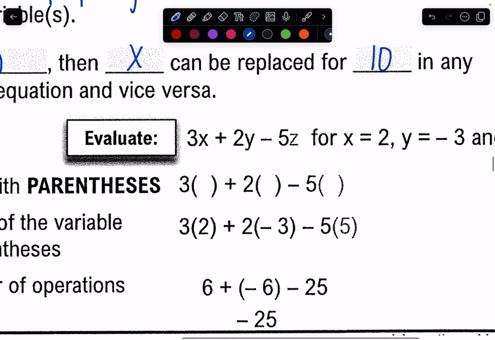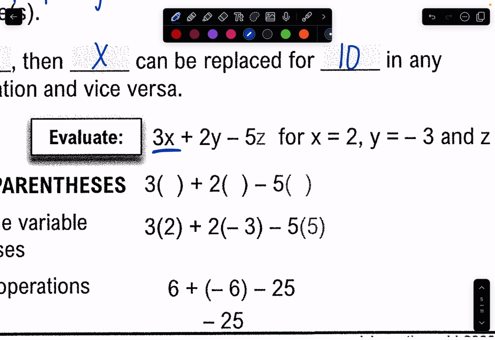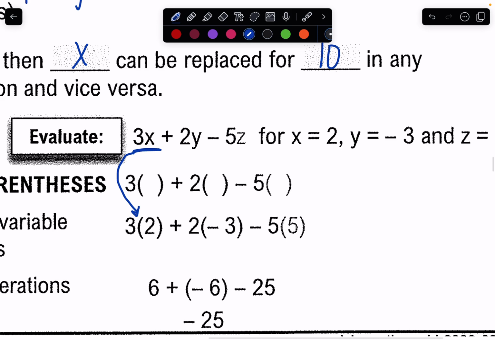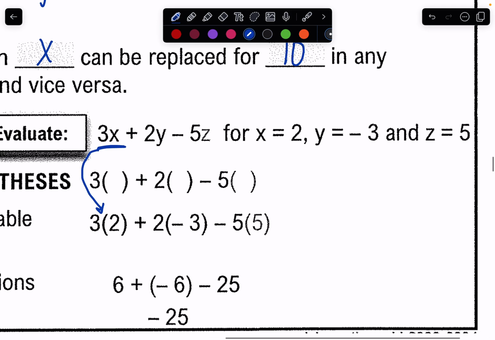So let's just take a look at 3x. Notice how 3x became 3 times 2, right? 2 in the parentheses. Why did I use 2? Because it tells me that x is equal to 2. So all we're doing is every time I see x or y or z, I'm replacing that variable with the number in parentheses. That is key because parentheses means multiplication, right?